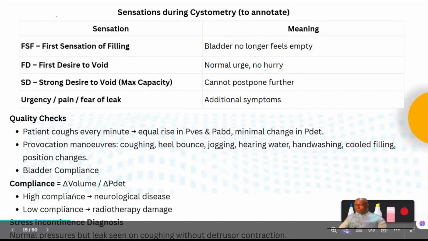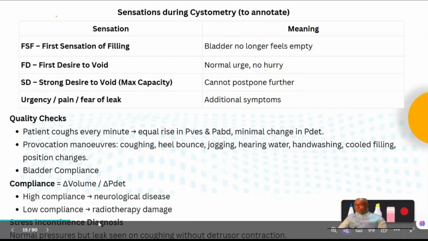If you get a high compliance, that means there is a neurological disease. So in neurological diseases, you will get a high compliance. Sometimes they can ask you these small questions in the SBA. If you get a low compliance, then there may be some damage which may be related to radiotherapy. Fibrous bladder and all, thick wall bladder.